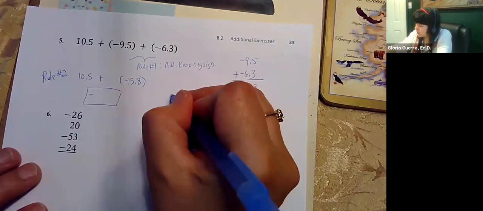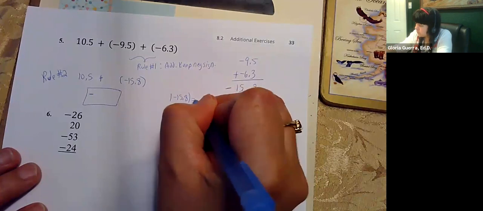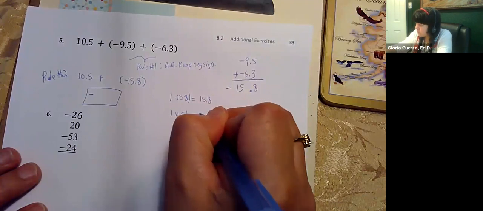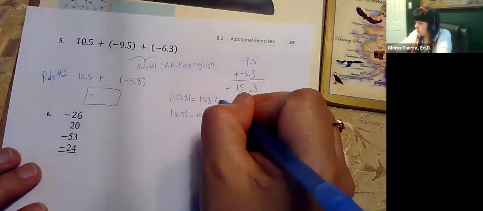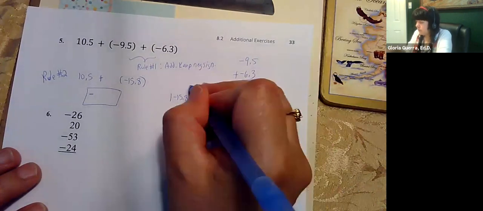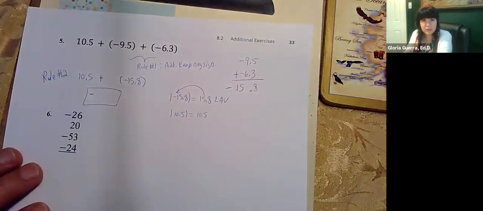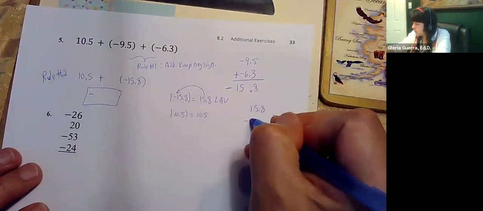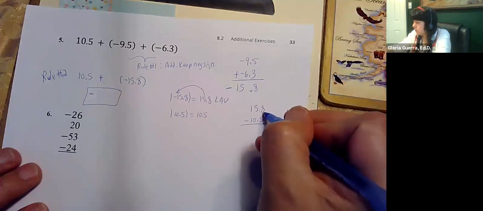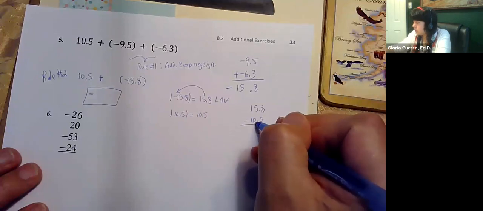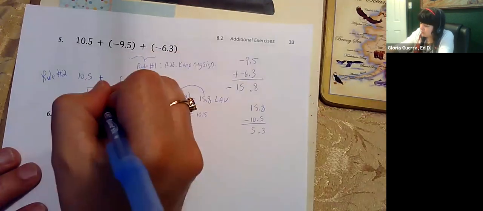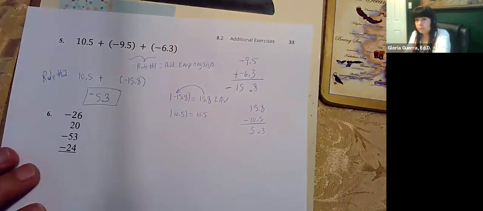So the absolute value of negative 15.8 is 15.8. The absolute value of 10.5 is 10.5. The 15.8 has a larger absolute value. And when you backtrack, see how it's negative. Okay, so it's gonna be negative. And then you have to show your subtraction. You're basically subtracting these two, 15.8 minus 10.5. 8 take away 5 is 3, 5 take away 0 is 5. 1 take away 1 is 0, so you don't need that 0 there, but it's a negative 5.3. Okay.